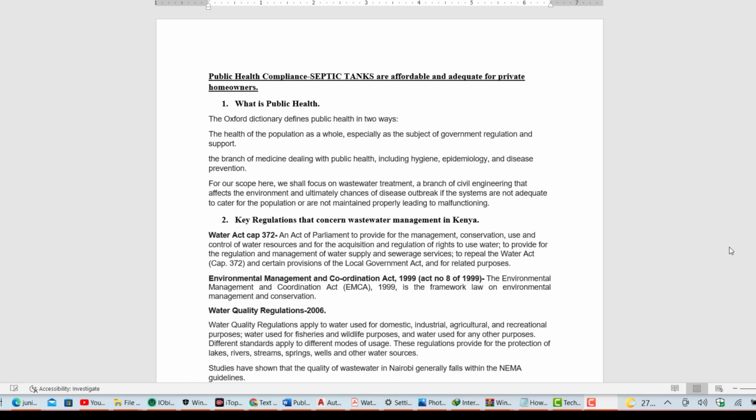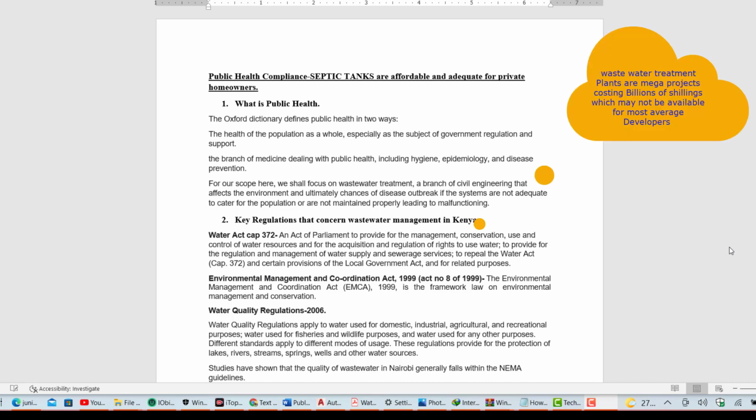Normally in big estates, real estate projects, or even in big municipalities which have a lot of households, we normally have a wastewater treatment plant. And a wastewater treatment plant is a project that costs billions of shillings.